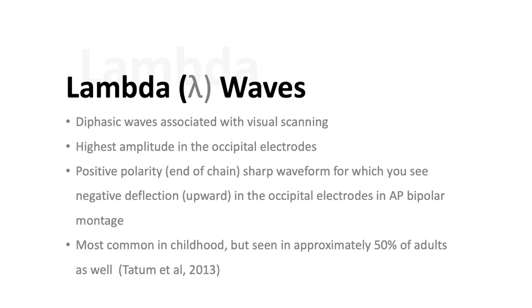Lambda waves are another normal finding in the awake EEG. They are diphasic waves that quite resemble the letter lambda, associated with visual scanning. They are highest amplitude in the occipital electrodes. The waveforms are actually positive polarity, but there is an end of chain phenomenon where they appear to have a negative or upward deflection in the occipital electrodes in an AP bipolar montage. We'll discuss more of why they look like that despite being a positive polarity waveform.